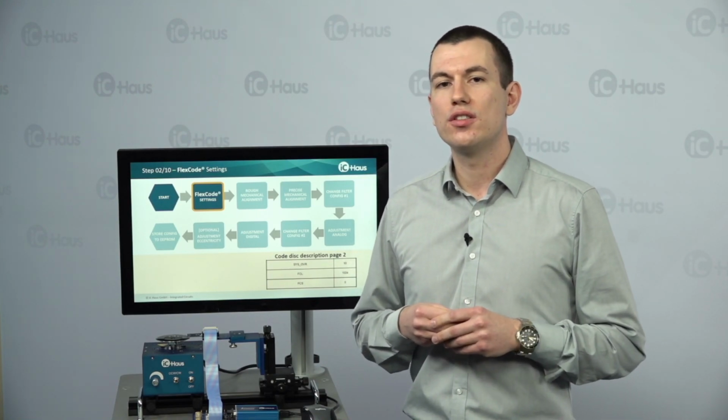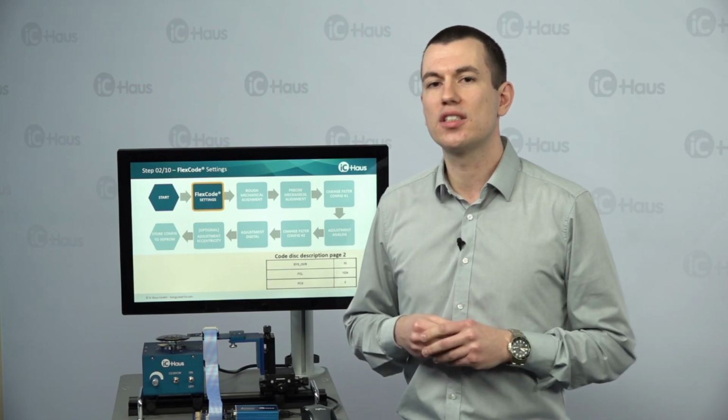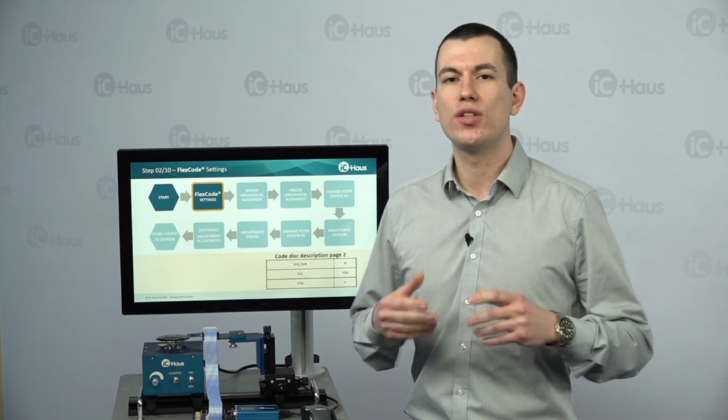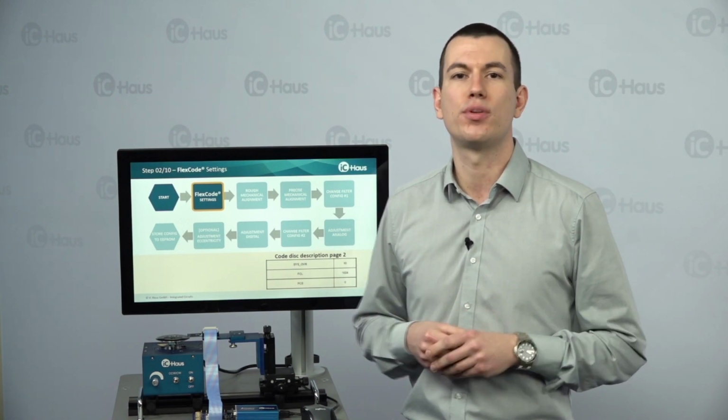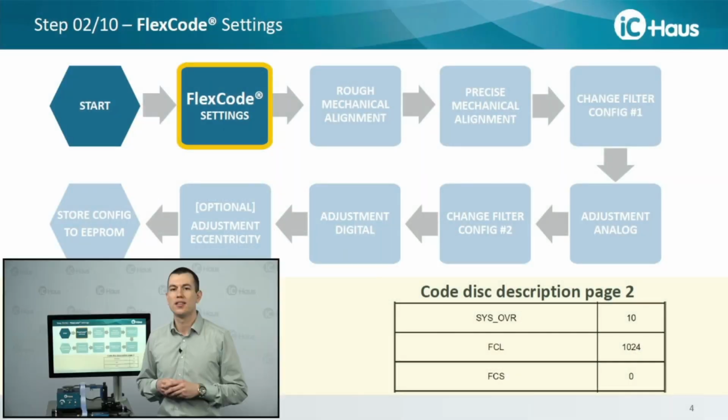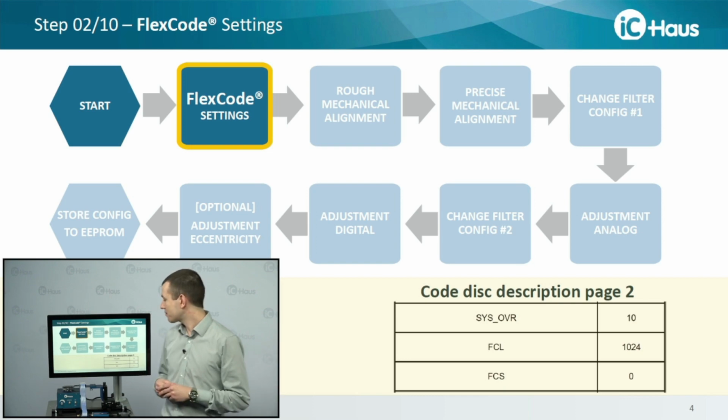And therefore, you should have a quick look on page 2 of the code disk description document. There we do have a table that contains all the parameters and settings that are required to set up the system correctly, so the system knows how to interpret the pseudo-random code into the correct absolute position.